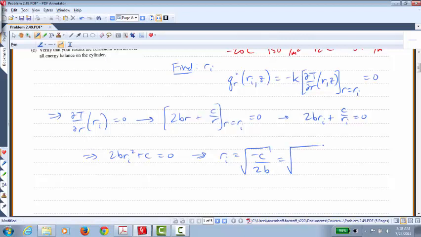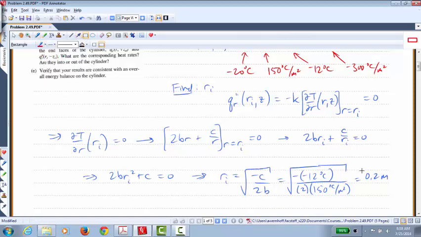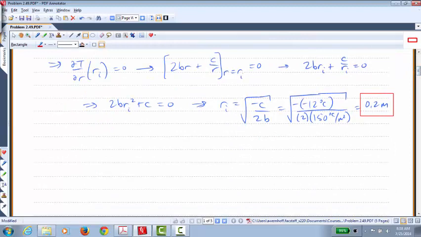So if we plug in the numbers here, C is going to be negative 12 degrees C, and then B is 150 degrees C per square meter. So you plug it all in, what you get is 0.2 meters is your answer. Alright, so what we did now is we found the inner radius of the cylinder. Okay, so moving on to part B.